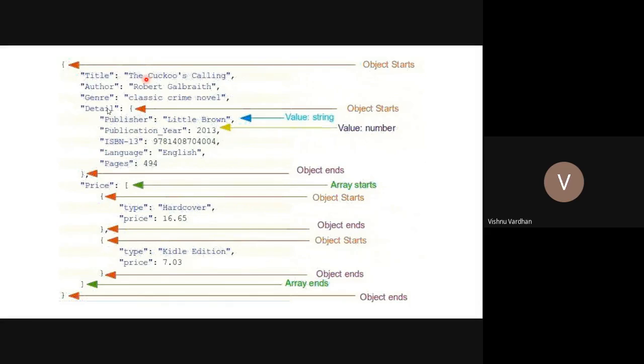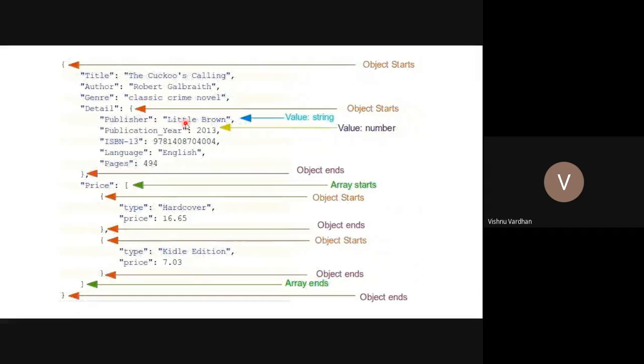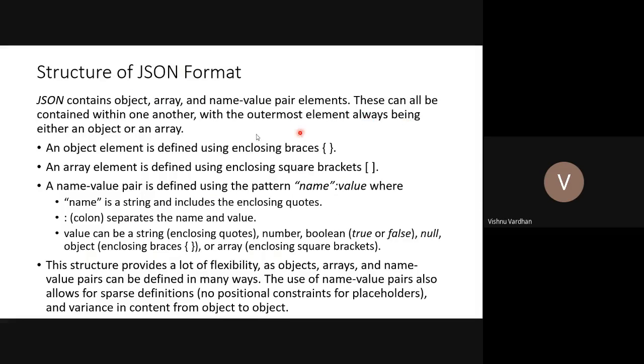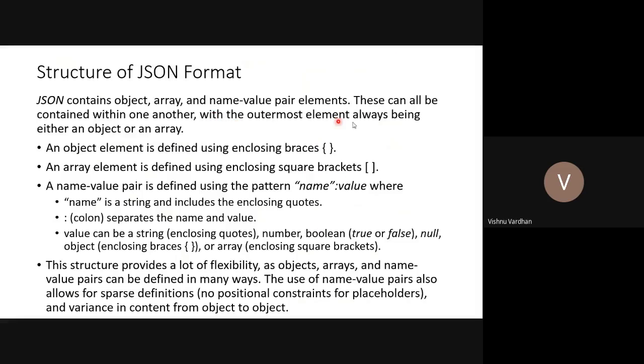Now, as you have understood, we will discuss the theoretical aspect. So this contains object, array, and name value pair elements. These can all be combined with one another. Okay, so one inside another, with outermost element always being either an object or an array. So the outermost object anytime is an object. This object again can contain arrays, or similarly the outermost element can be an array, and this array may be containing inner objects. So both vice versa is possible. Okay, so with the outermost element always being either an object or an array, both are valid.